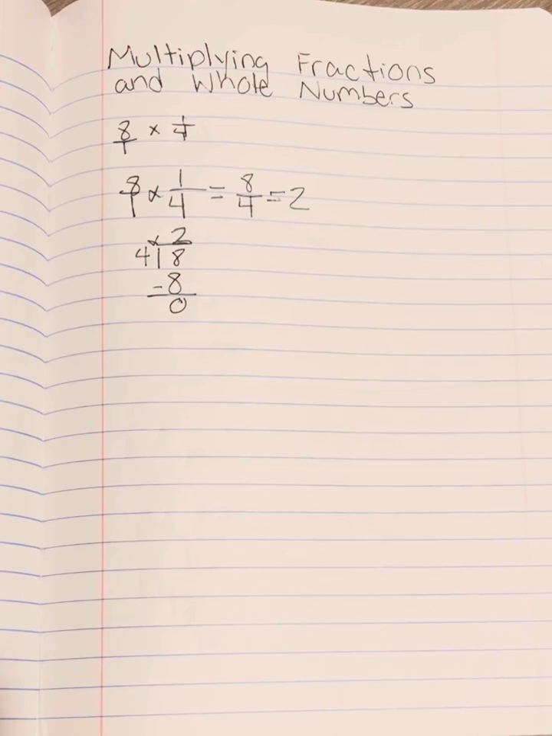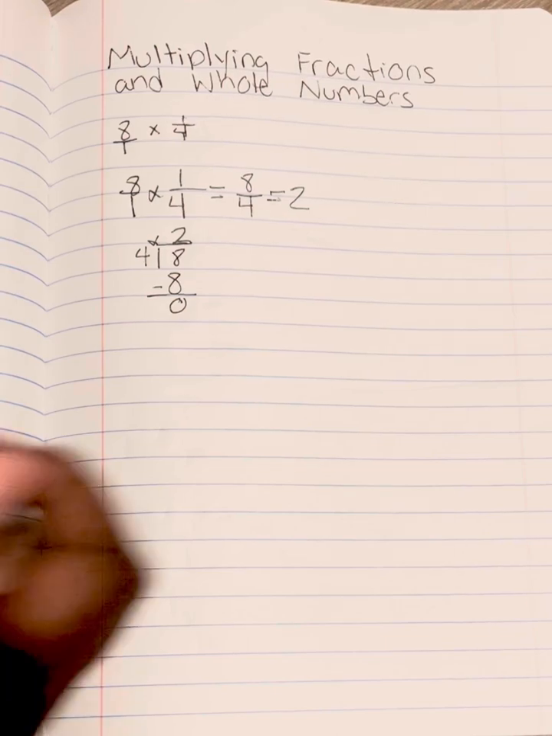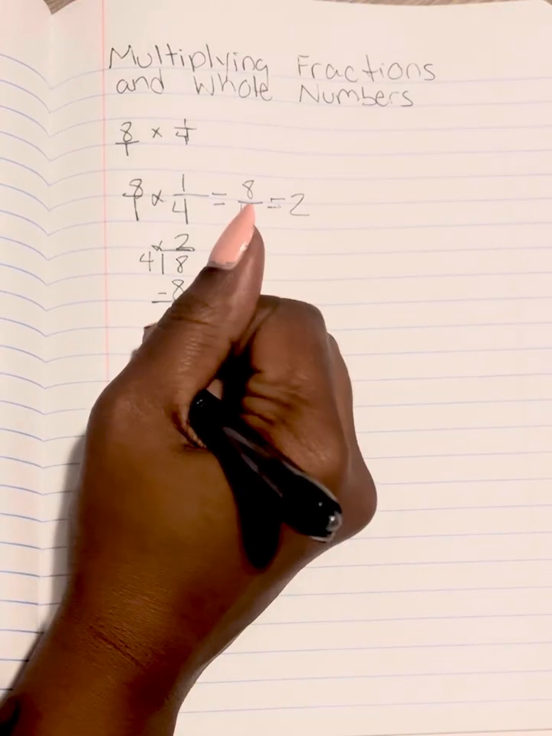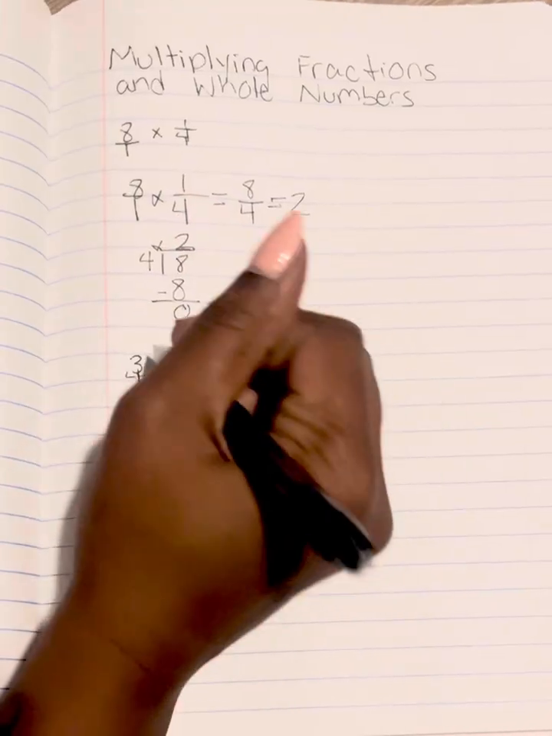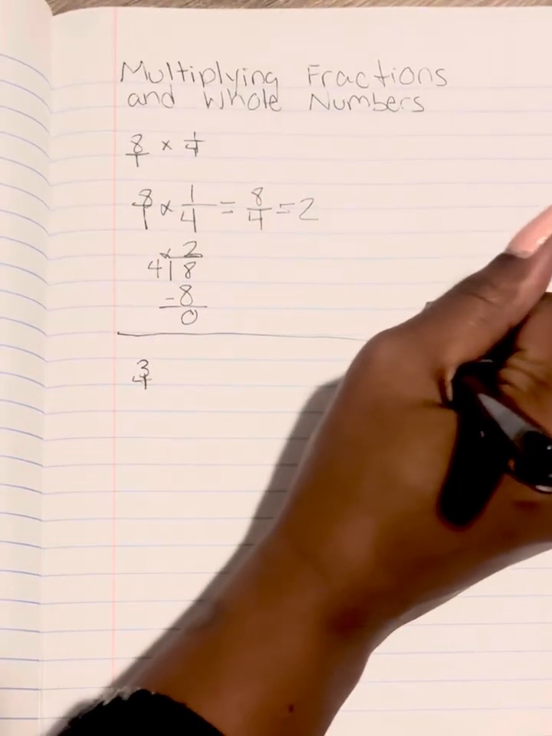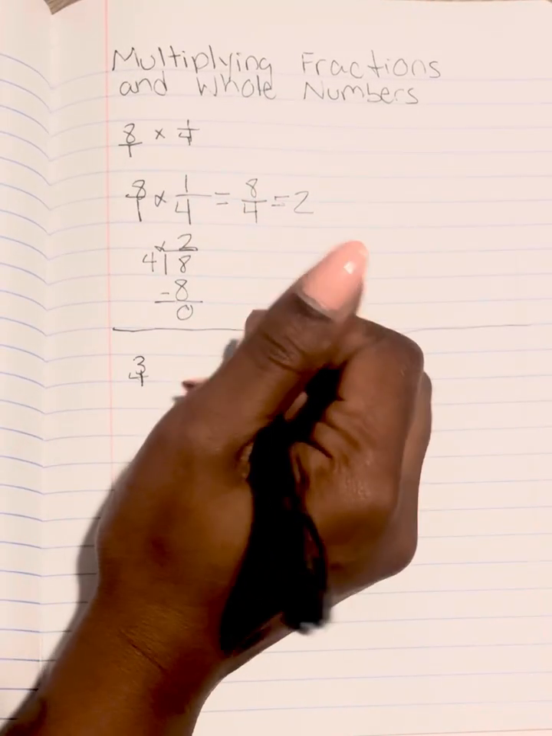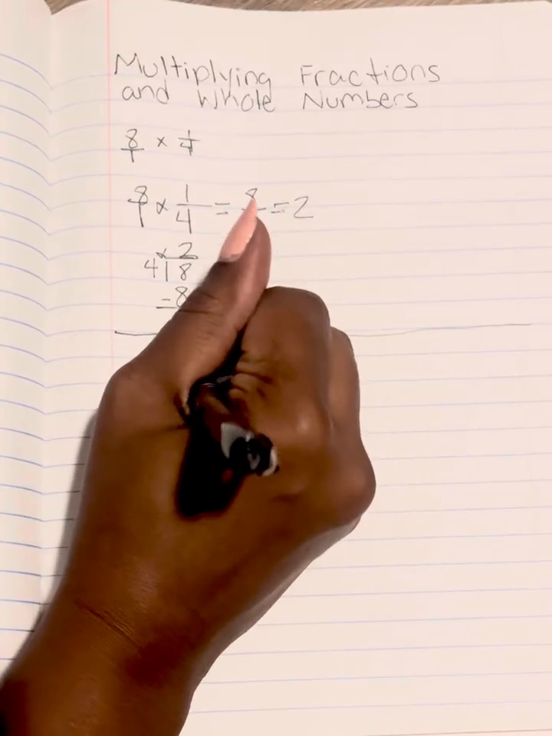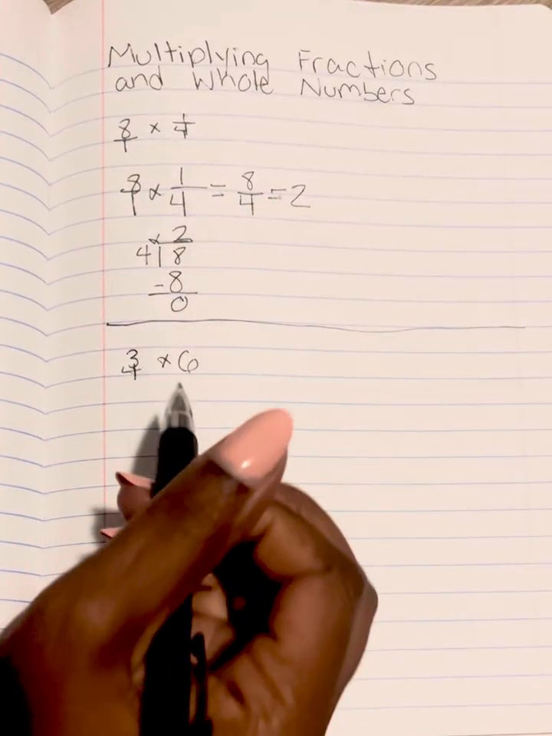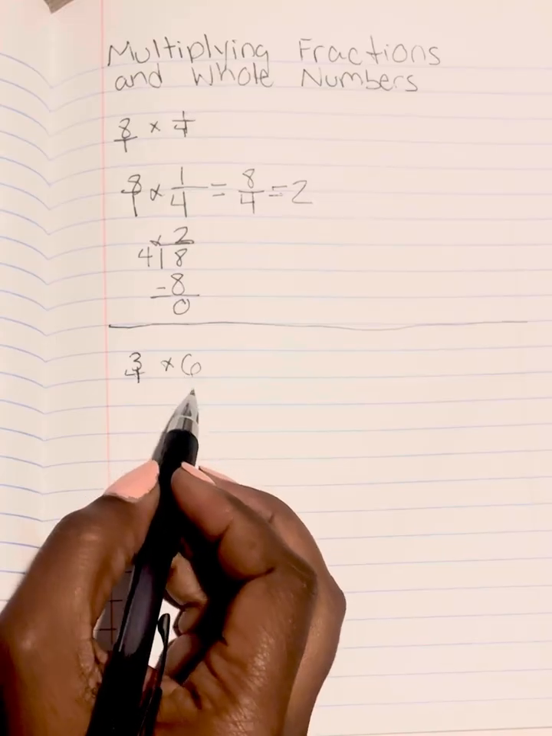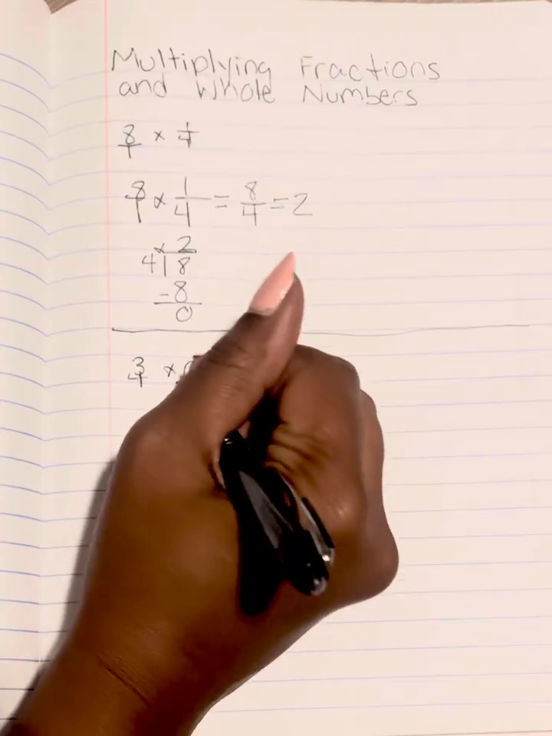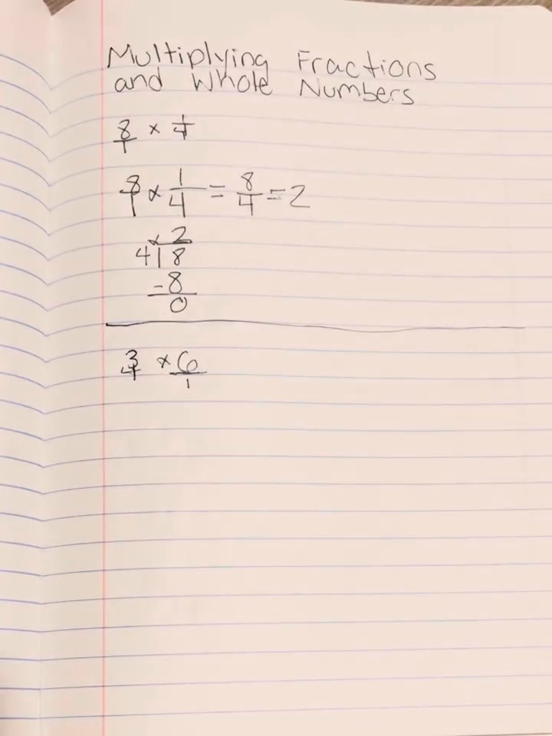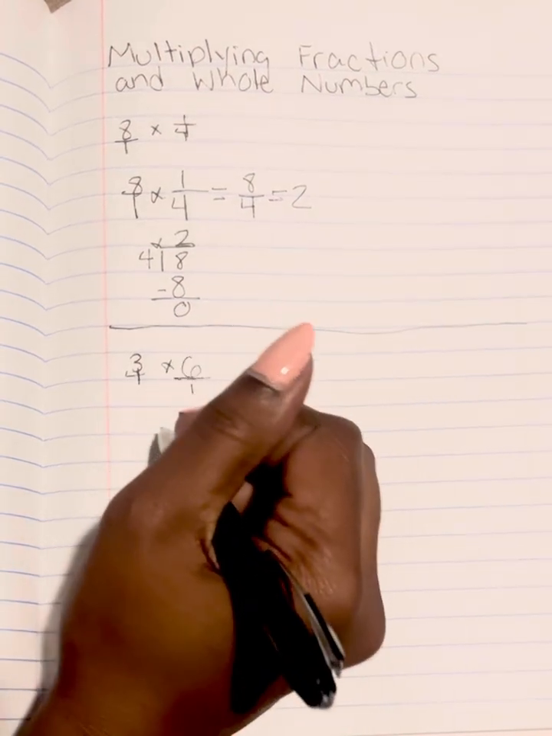Let's do another problem for some additional practice. My next problem is going to be 3/4 times 6. I'm just going to draw a line to separate my two problems. Again, I need to change this whole number into a fraction, and to do that, you guessed it, I need a leg to stand on. So I just put my 1 underneath. But I like to have my fractions lined up, so I'm going to rewrite my problem.